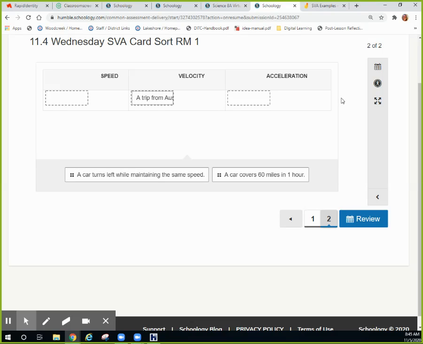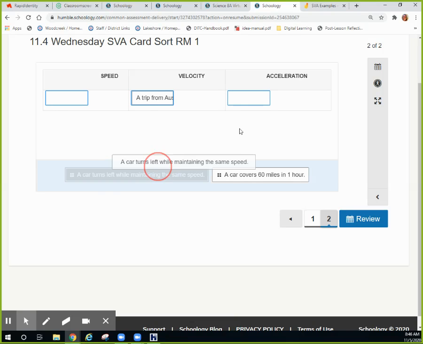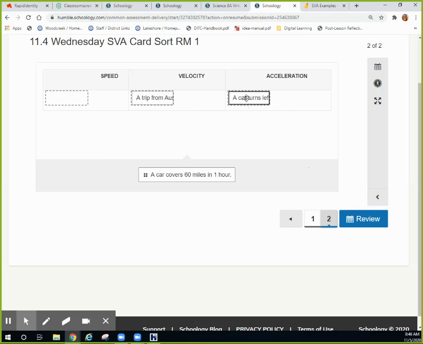But remember, the definition of acceleration was a change in speed or a change in direction. A car turns left. Is this car changing their direction? Good. The car turned left, so they changed their direction. Therefore, this is acceleration. Keywords are very important when identifying these, okay?